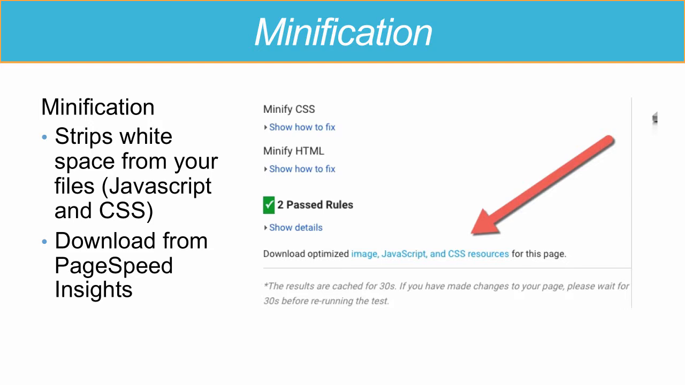A nice thing about Google PageSpeed Insights is that if this rule is triggered, and it recommends that you minify CSS, JavaScript, as well as other things, there's links down at the bottom of the recommendations, so you can just download minified JavaScript and CSS.